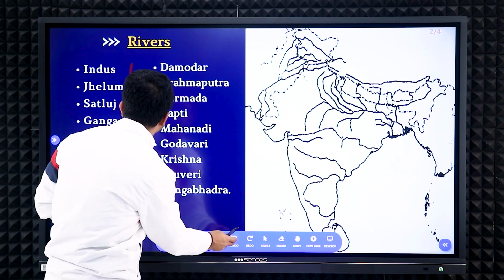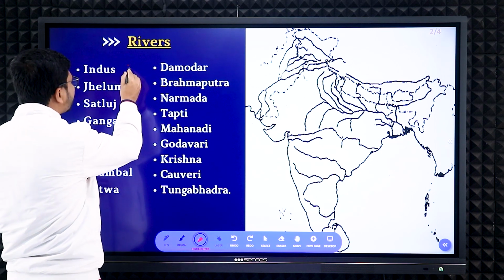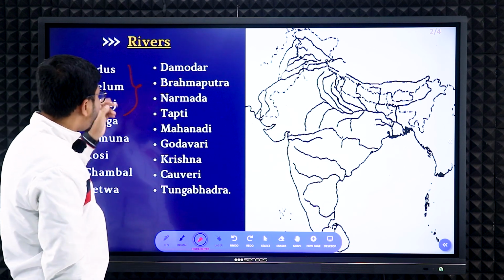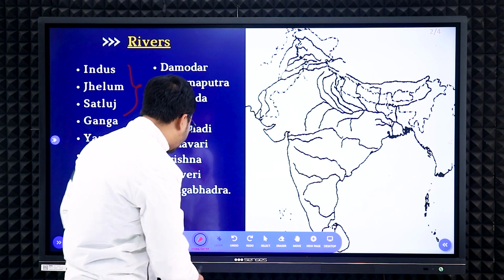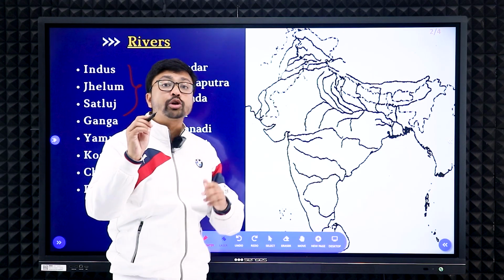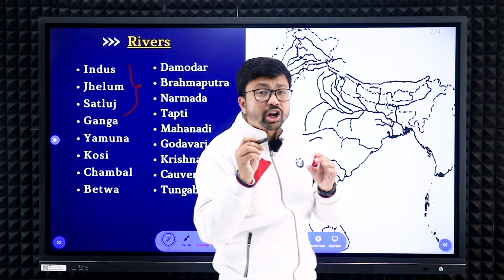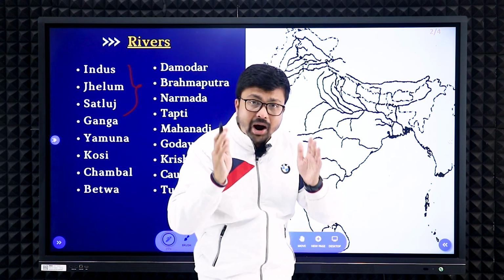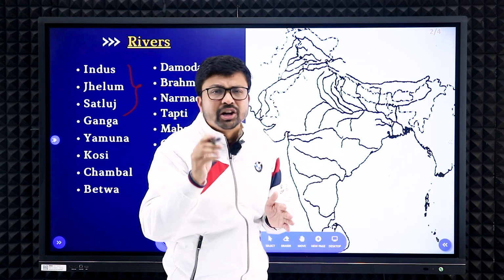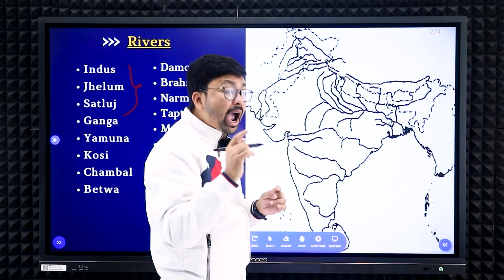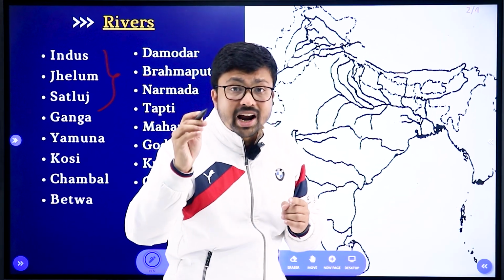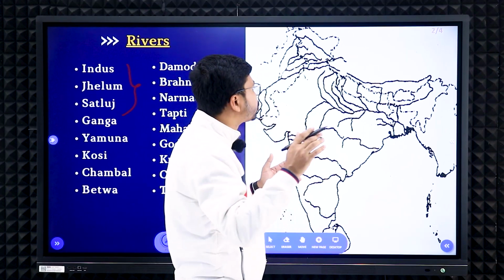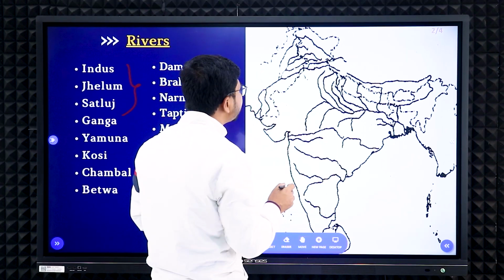So let's start first with the Indus river. What rivers do you need to mark in the Indus river system? First, the Indus river and two tributaries, the Jhelum and Satluj. How will you mark? You have to use the blue color, but just highlight the river line, which is already marked on your given map. You need to highlight the river line from start to last, from the river source to river mouth.